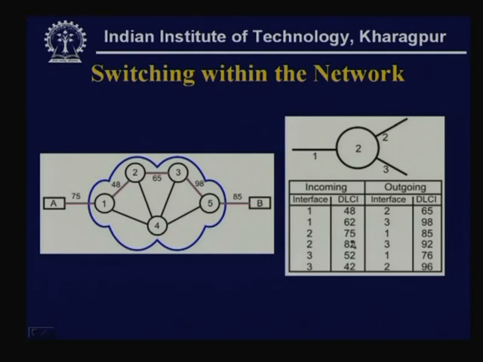So, here it is 75 and 85. Similarly, from 2 to 3, it is 82 and 92, from 3 to 1, it is 52 and 76. These are the DLCI numbers. From 3 to 2 it is 42 and 96. So, you see how the DLCI numbers are used to do the switching, and using this particular table, the switching is done in case of this virtual circuit switching. So, within the network, each node performs this kind of switching.